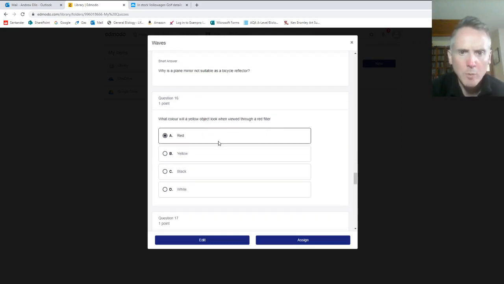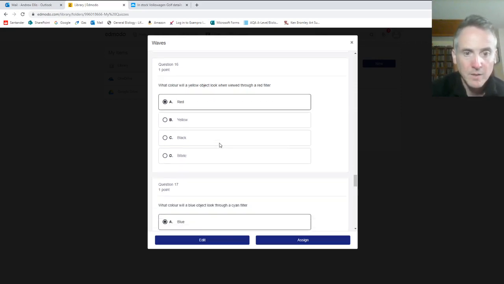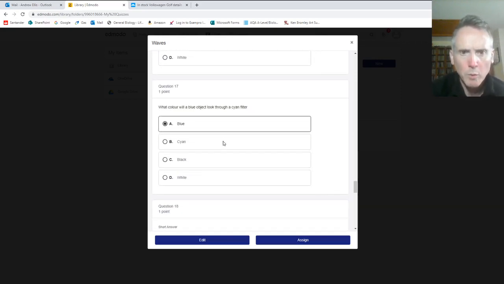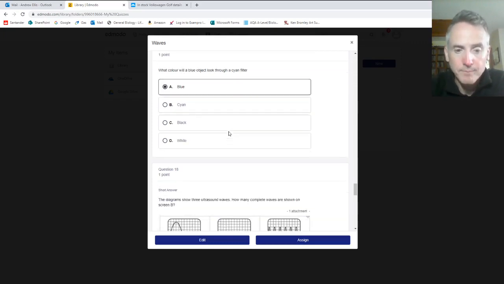What colour will a yellow object look when viewed through a red filter? Well, only red light can pass through a red filter, therefore it will look red. Okay, and what colour will a blue object look through a cyan filter? Well, cyan is a mixture of green and blue. So green light can pass through it and blue light can pass through it. So if the object is blue, it will still be seen as blue through a cyan filter.